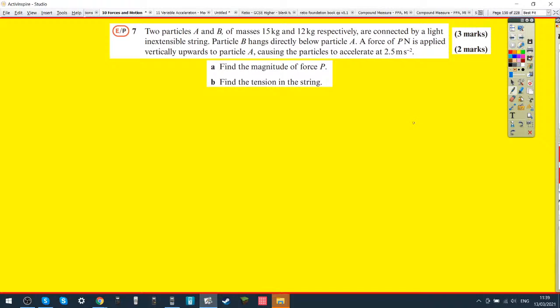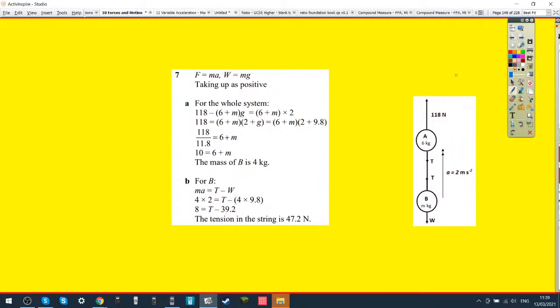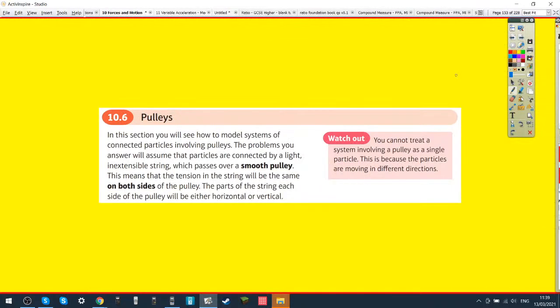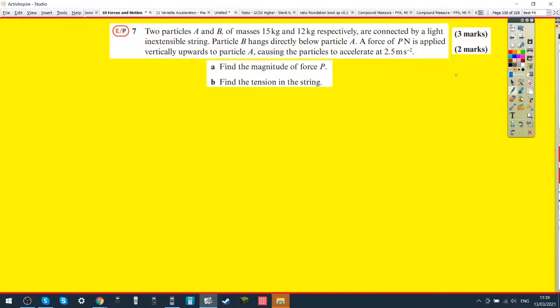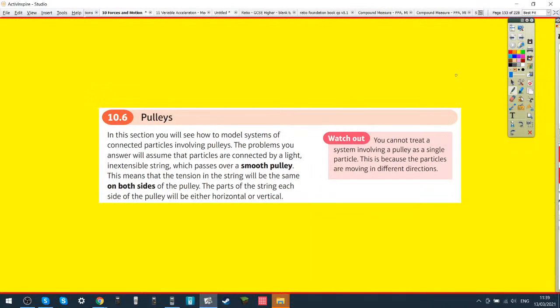Is this the previous one? Find the magnitude of force P. That looks very similar to me, except now you're just finding the force. I don't see that as any more difficult. Okay, I was wrong. There was one more section. Silly me. Okay, pulleys.